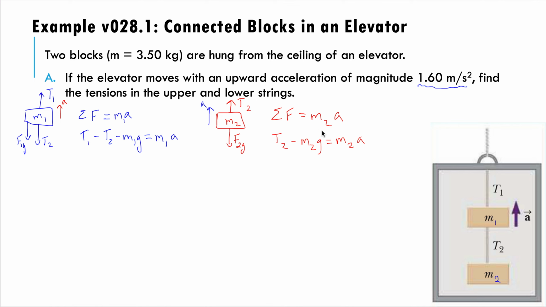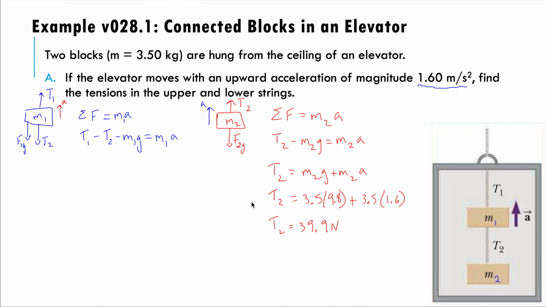Now based on our givens, we have enough information to solve for T2 because we are given the acceleration. So let's go ahead and solve for T2. T2 equals M2G plus M2A. Let's go ahead and plug in the values. 3.5 times 9.8, remember G is always positive, plus 3.5 times 1.6. That's going to give us T2 is equal to 39.9 newtons.